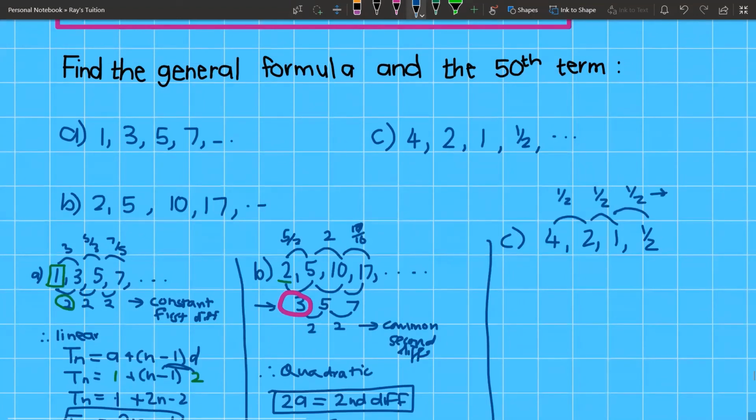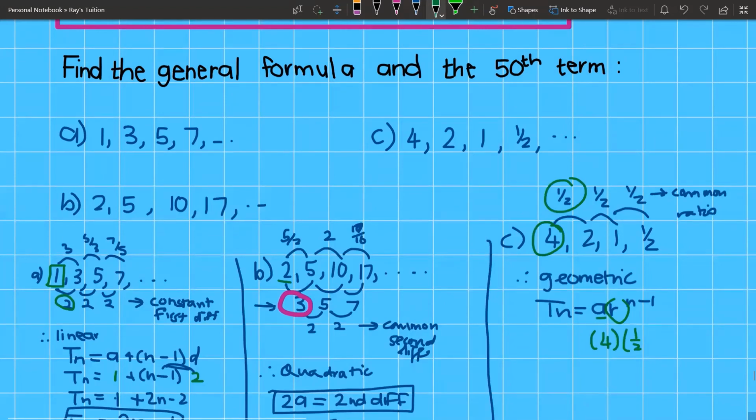So it has a common ratio, which means it's geometric, which means it follows the formula Tn is equal to a times r to the power of n minus 1. Once again, we need to substitute the a, which is the first term, and the r, which is the common ratio. So let's do that. The first term is 4, and the common ratio is a half. So we have Tn is equal to that.